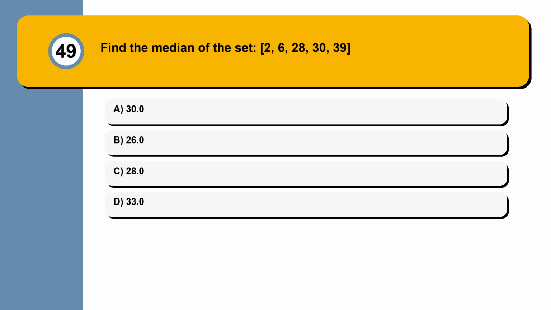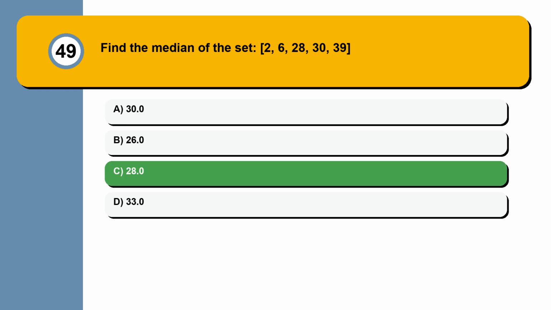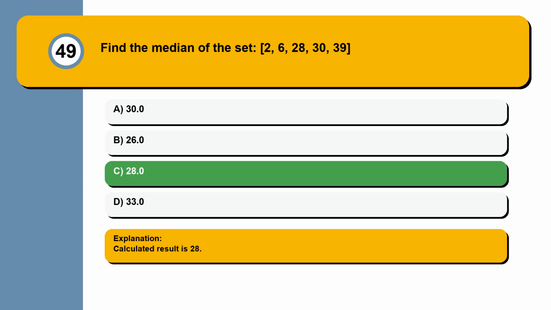Question 49. Find the median of the set 2, 6, 28, 30, 39. 30.0, 26.0, 28.0, 33.0. Calculated result is 28.